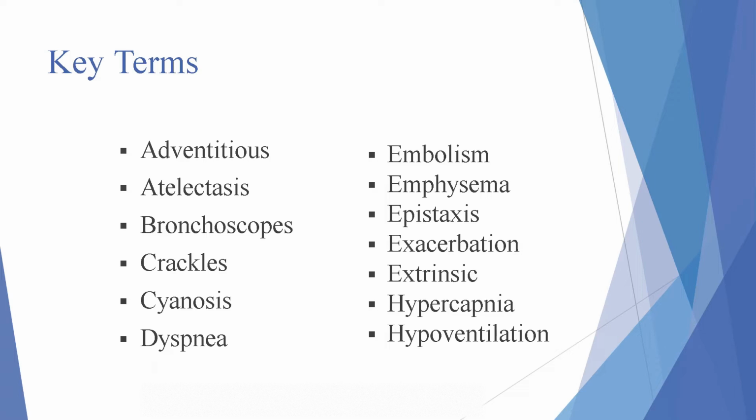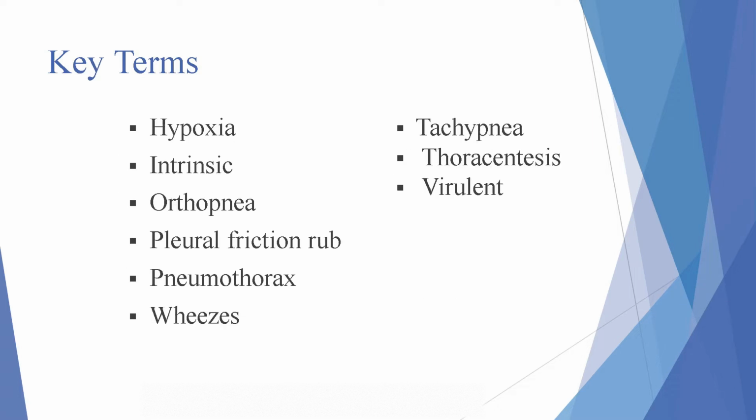Hypercapnia is greater than normal amounts of carbon dioxide in the blood. Hypoventilation is an abnormal condition of the respiratory system that occurs when the volume of air inhaled is not adequate for metabolic needs of the body. The next word is hypoxia, an inadequate, reduced tension of cellular oxygen. Intrinsic, remember we already talked about extrinsic, now intrinsic refers to the internal factors of the body. Orthopnea is an abnormal condition in which a person sits or stands in order to breathe comfortably or deeply.